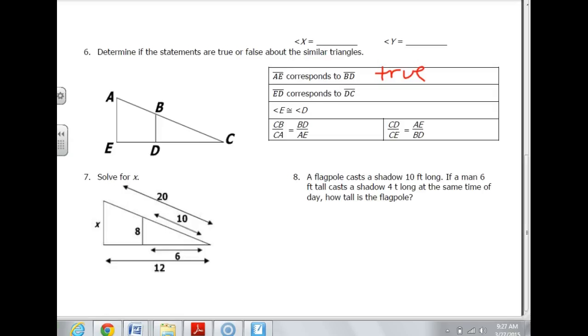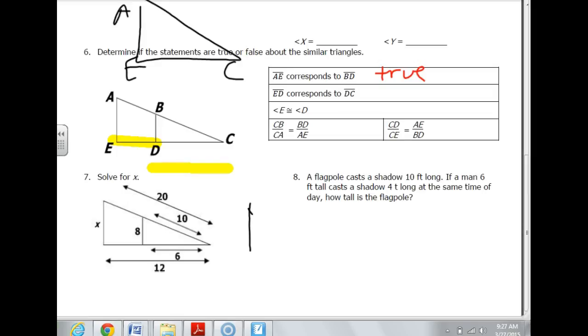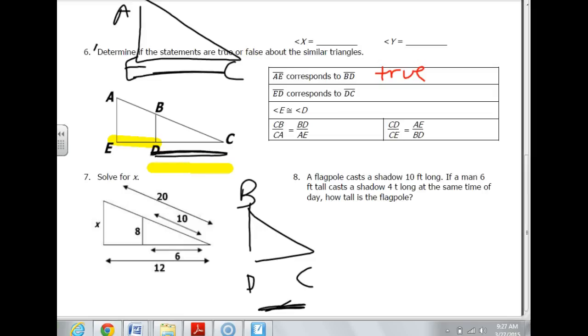So the next one says, does ED, E to D, correspond to DC, D to C? It does not, because if you think about the 2 triangles being separate, we had triangle AEC, and we had triangle BDC. Well, there is no ED in our original triangle. So DC, which is right here, would correspond to EC, not ED. So this one would be false.